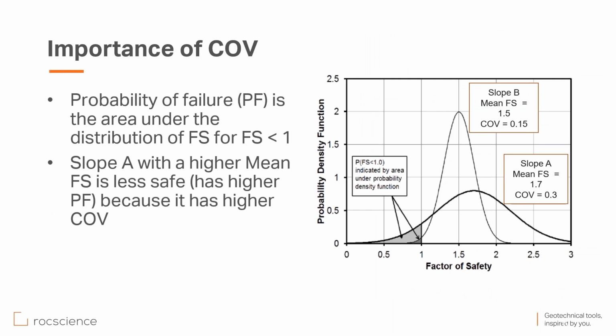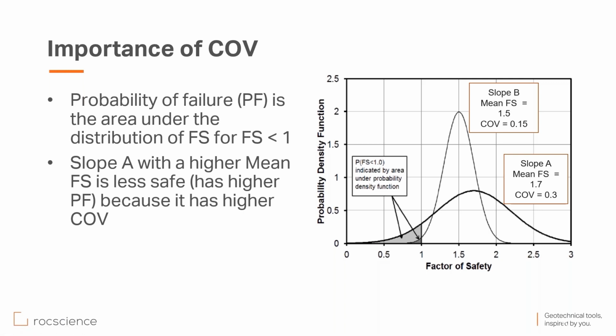There is another reason for this deterministic versus probabilistic analysis, and the reason that we should use probabilistic analysis. Let's look at this example. This curve, slope A, has the mean factor of safety of 1.7 compared to this case, which has the mean factor of safety of 1.5.